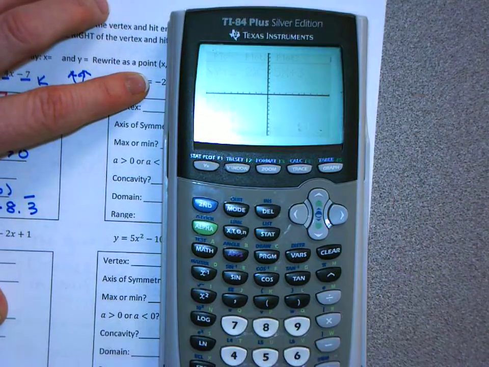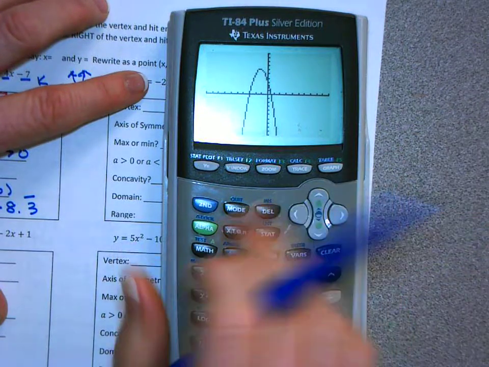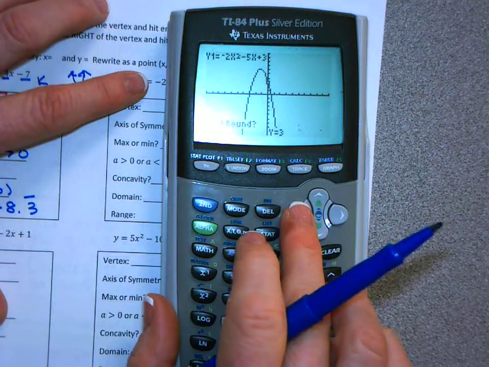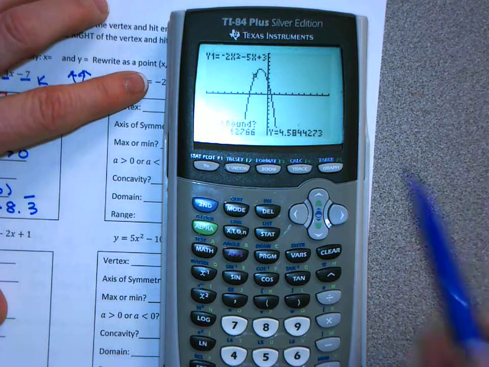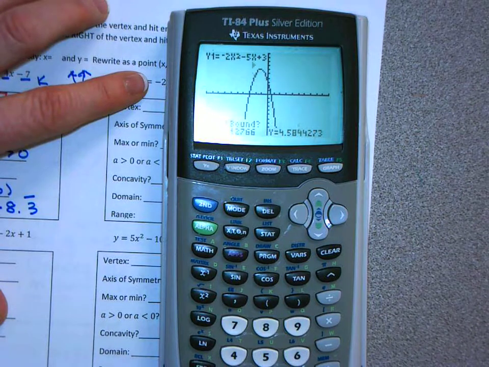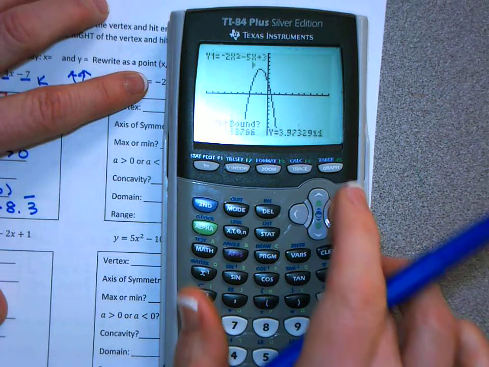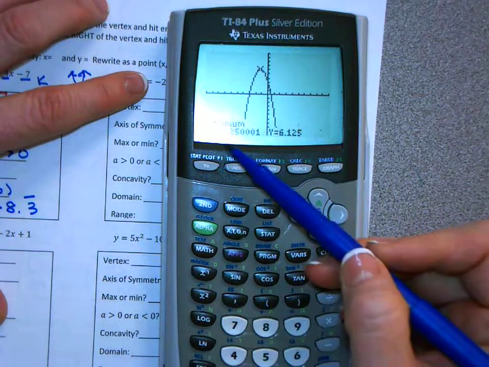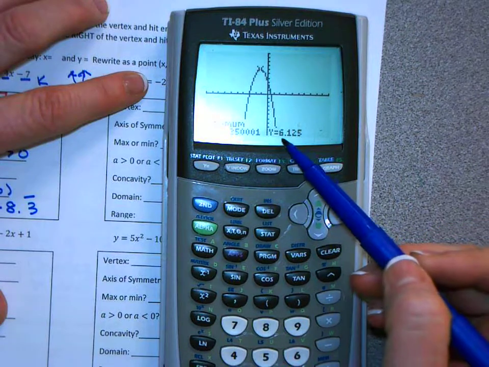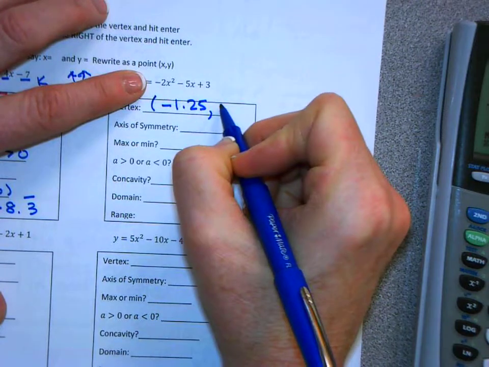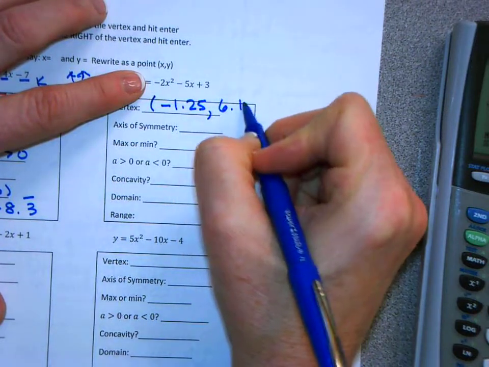I'm going to hit the graph button. There it is. There's the vertex, but I don't know exactly what that is. I hit second calc, scroll down to 4 this time, enter, and then it says left bound. I move the cursor left of this vertex and hit enter, then scroll to the right of the vertex and hit enter a third time. There it is. Maximum: x is negative 1.25, y is 6.125. So my vertex is negative 1.25, positive 6.125.